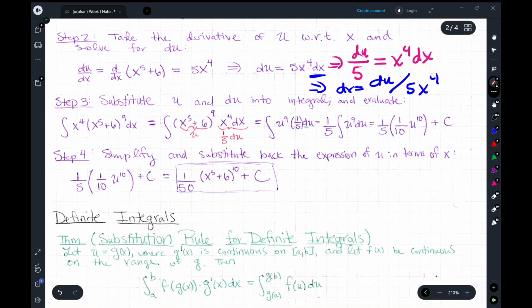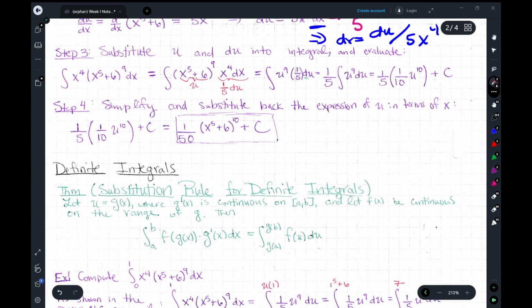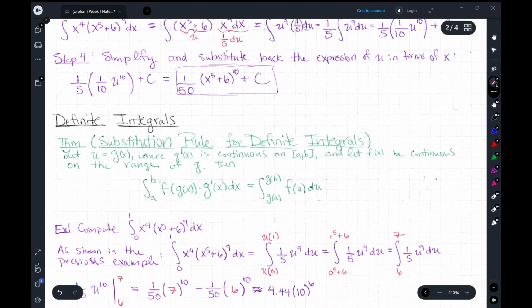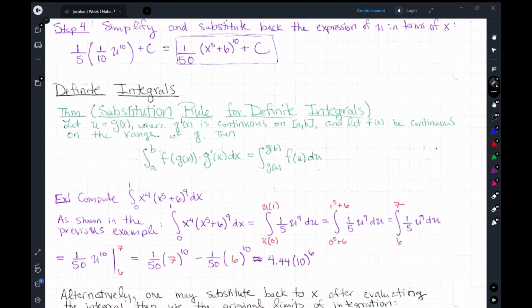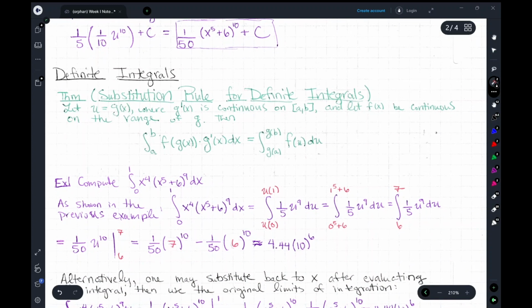Let's now take a look at definite integrals. Okay, so before we were looking at indefinite integrals, so we didn't have bounds, and now we do. So the rule looks similar to above, except now our bounds must change. Okay, so if we're going to integrate with respect to u, we've got to change the bounds, and we've got to substitute the bounds into the expression for u.